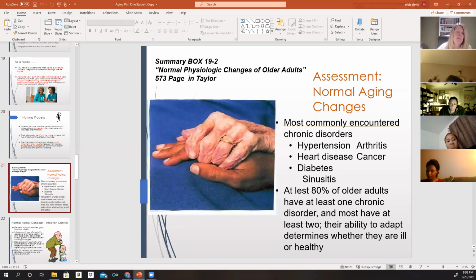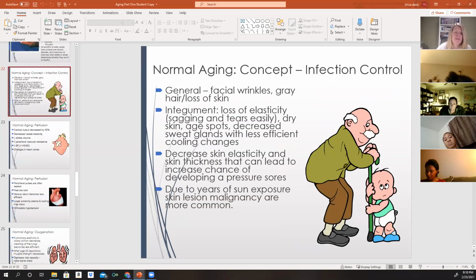So assessment, normal aging changes. So most commonly encountered chronic disorders are your hypertension, arthritis, heart disease, cancer, diabetes, sinusitis. At least 80% of older adults have at least one chronic disorder, and most have at least two or more. Their ability to adapt determines whether or not they are ill or healthy. Infection control.